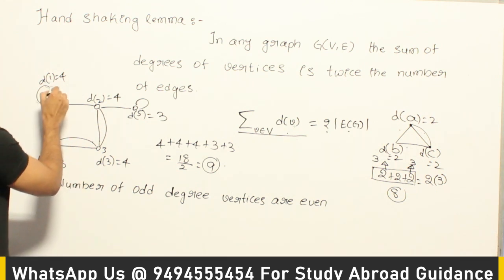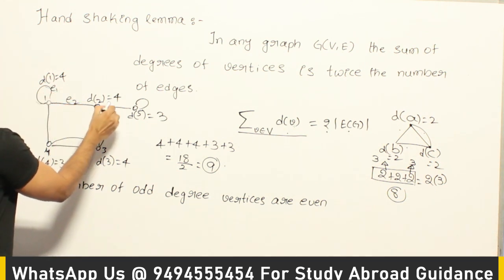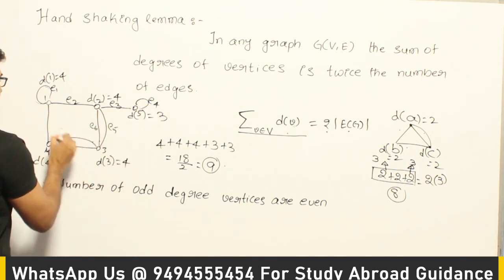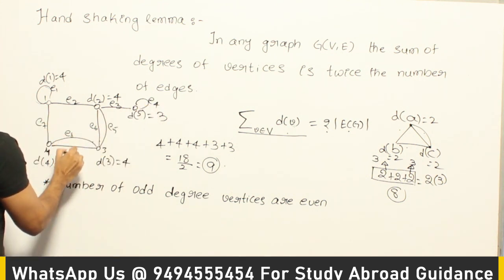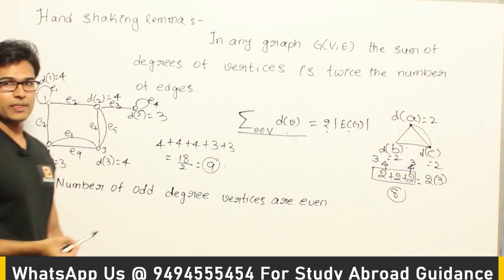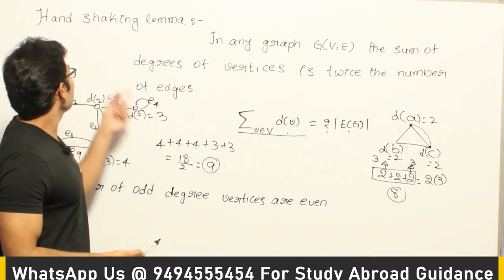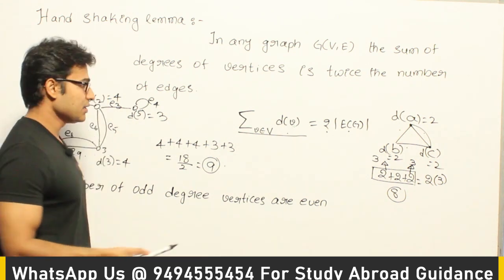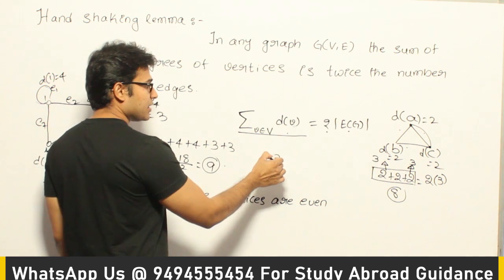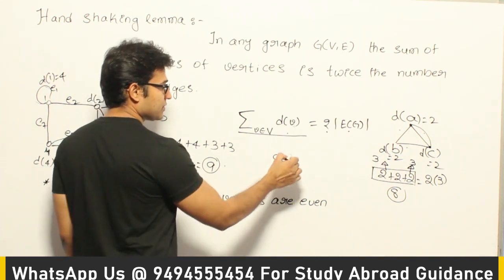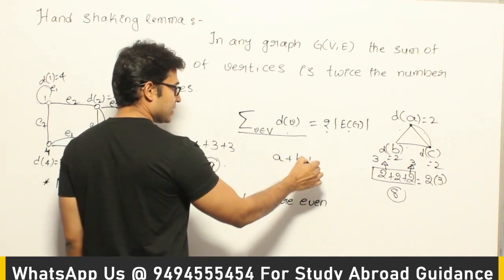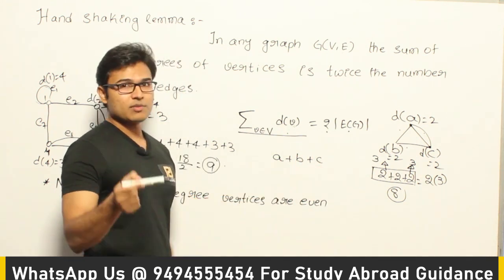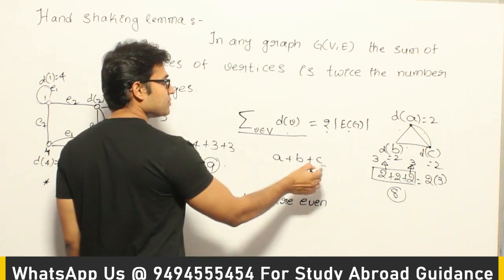So check this. Let's say this is E1, E2, E3, E4, E5, E6, E7, E8 and E9, right? And now why is it called a handshaking lemma is, let us say there are 3 people and each one is saying that I have participated in A handshakes, and I have participated in B handshakes, and I have participated in C handshakes. Now what will be the total number of handshakes? That will be (A + B + C) / 2.